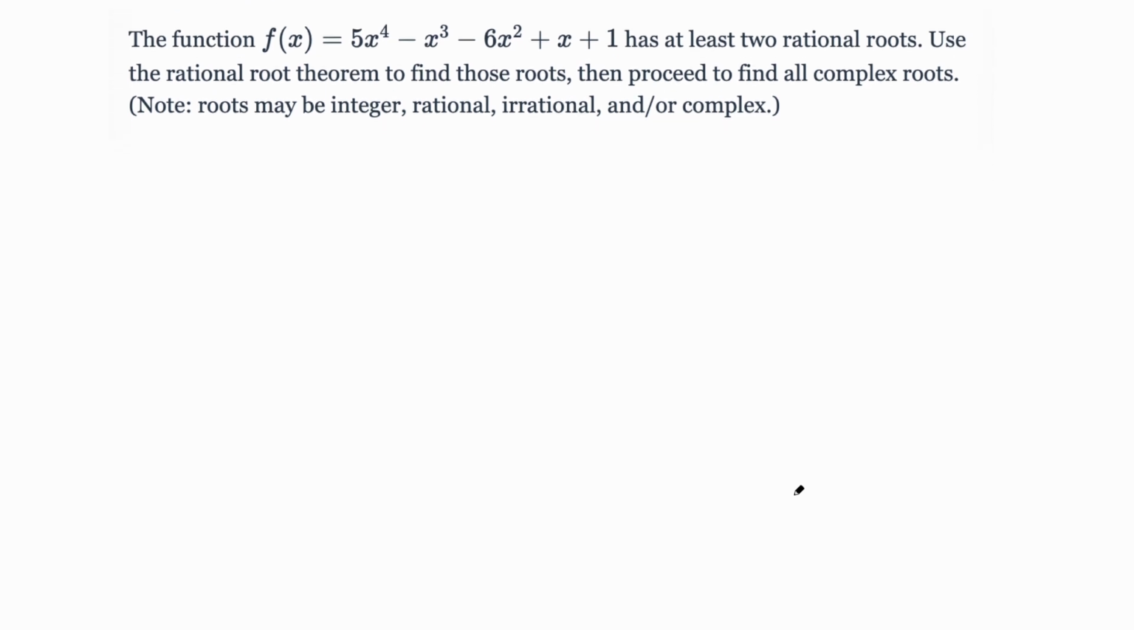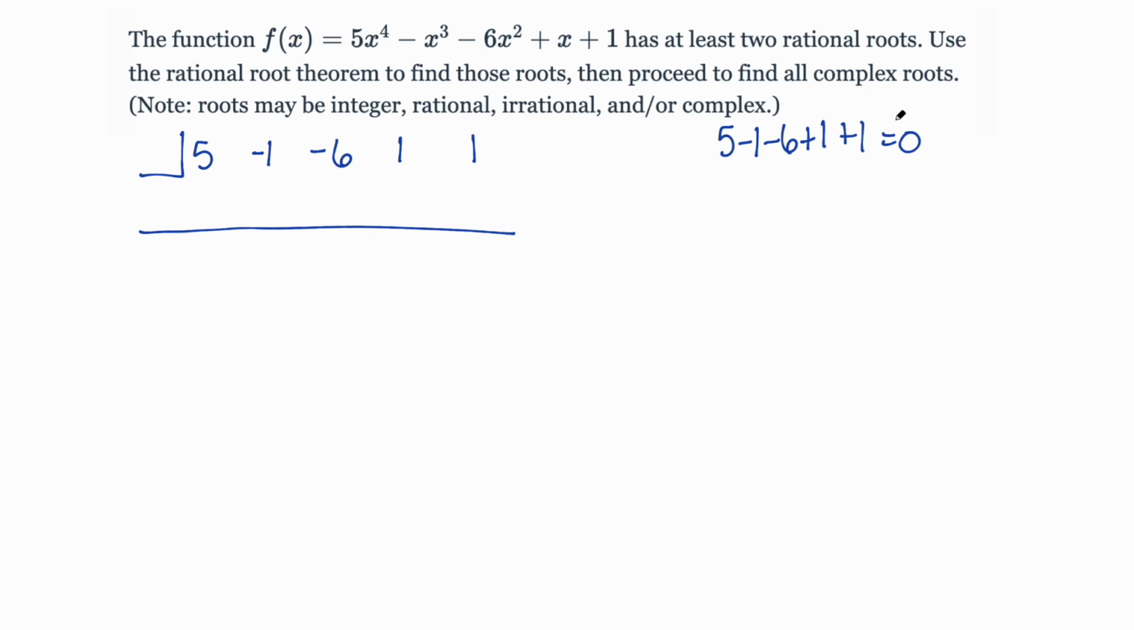Last, we're going to try one more if you need any extra practice. Synthetic division: 5, negative 1, negative 6, 1, 1. If you add these together, 5 minus 1 minus 6 plus 1 plus 1, you do get 0. So I know that the number 1 works.